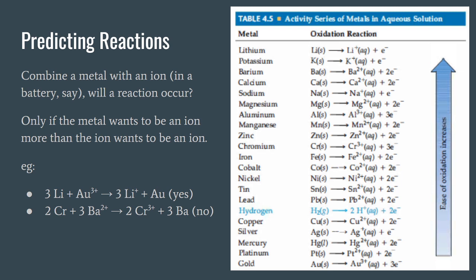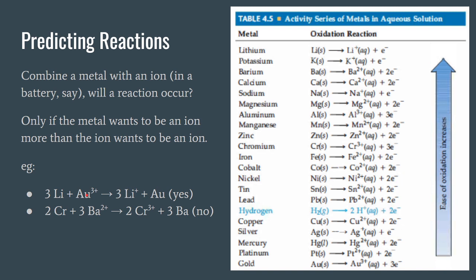All right, so we can use the activity series to predict reactions. Combine a metal with an ion. So a metal that has already been oxidized and a metal that has not yet been oxidized. So, for example, we have lithium metal combining with gold ions. This is a redox reaction, so they're exchanging electrons. Lithium is losing electrons, gold is gaining electrons. Will this reaction occur?